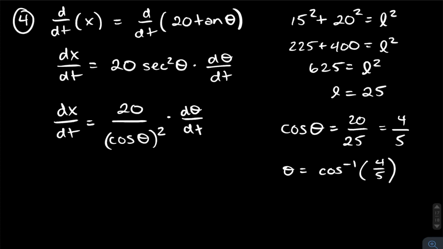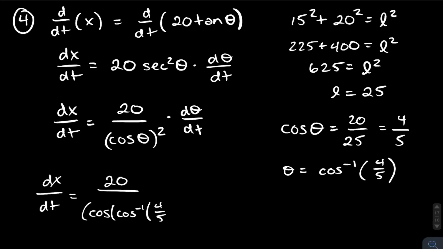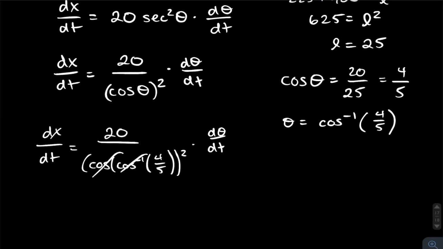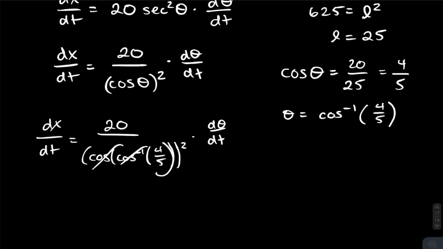And if you just plug in, like I'm about to do here, you can plug it in as cosine of the inverse cosine of 4 over 5. And then the whole thing is going to be squared. And then the cosine and the inverse cosine cancel off. And again, you're just left with 4 over 5.